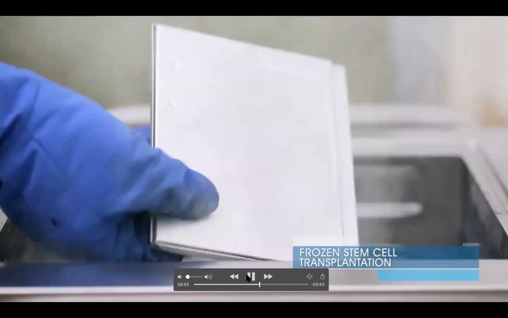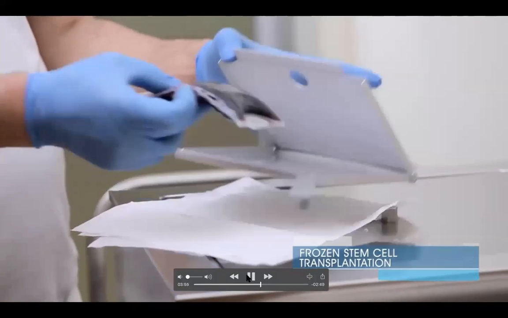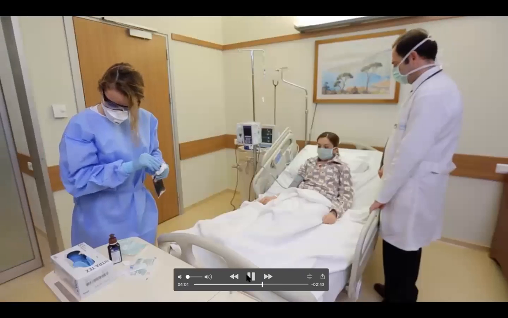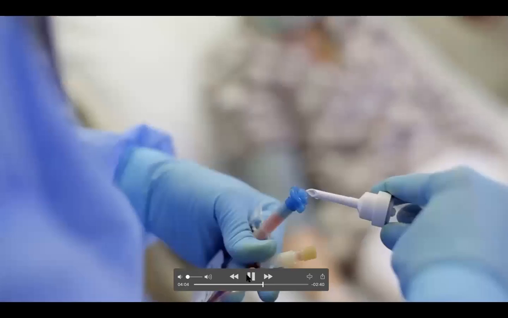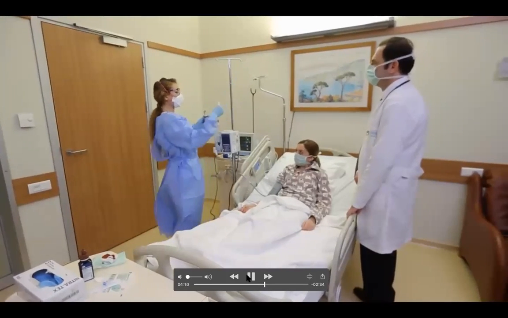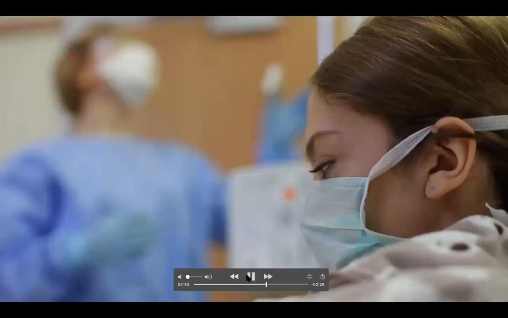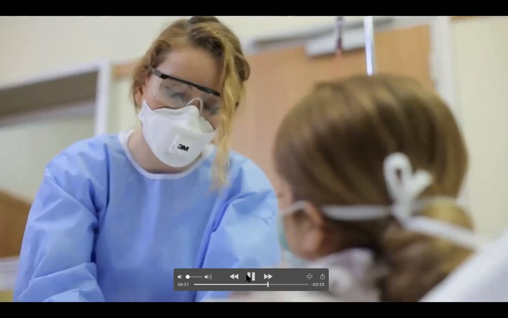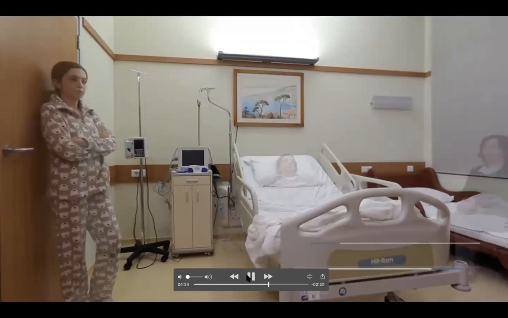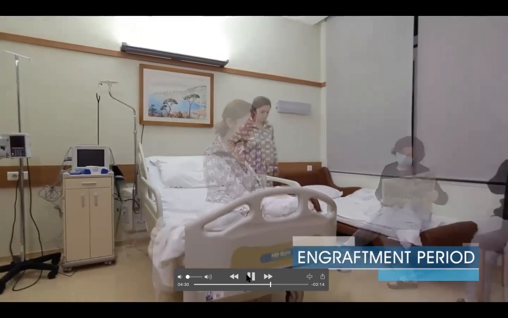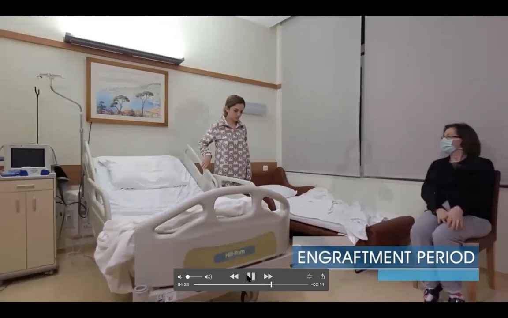So they can take this frozen stem cell from the liquid nitrogen, and they can transplant these frozen stem cells after thawing. They can again inject into the patient. So now the patient is getting donor bone marrow cells from the donor, and they mix this bone marrow with the blood. So now the patient has got these new bone marrow cells after the radiotherapy.